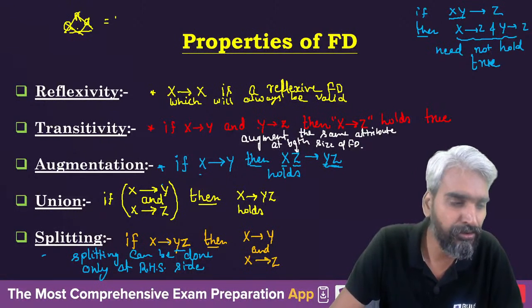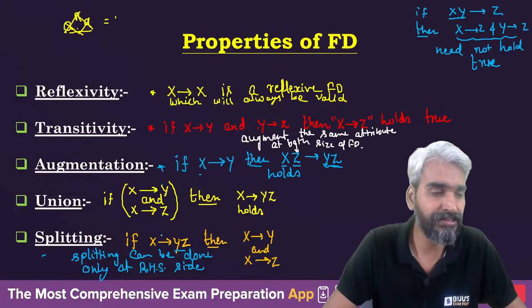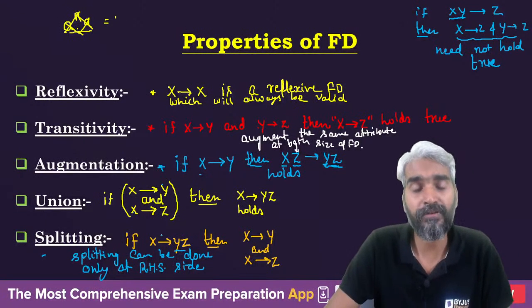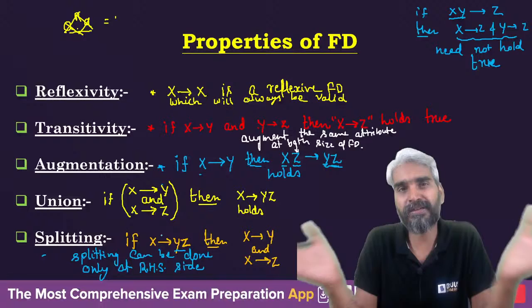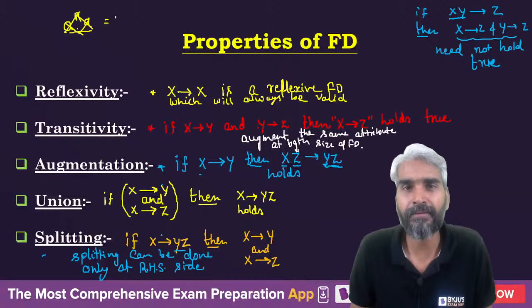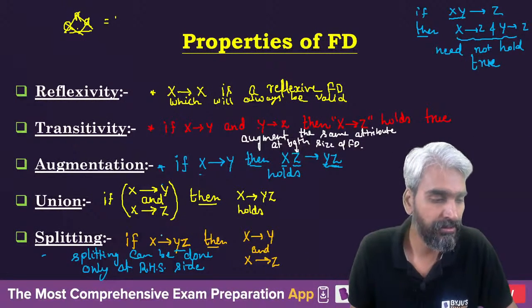That means X can give you the information of Y as well as X can give you the information of Z. So if this is the scenario, then you can split it, that X can tell me about Y and X can tell me about Z. Clear?